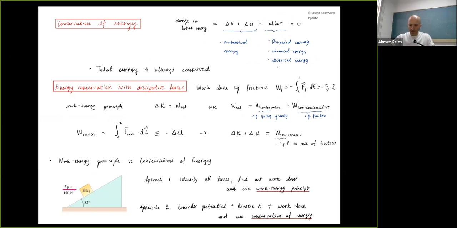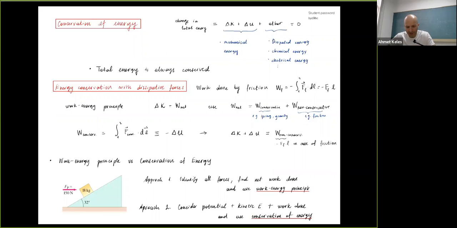And inside all these other energies, there could be some dissipated energy coming from friction. There could be some internal energy, like chemical energy or some combustion. There could be some internal electrical energy, all the other things I just put here. And this statement is actually very powerful, right? We say that this total energy is conserved. So now let's see how this works in practice.